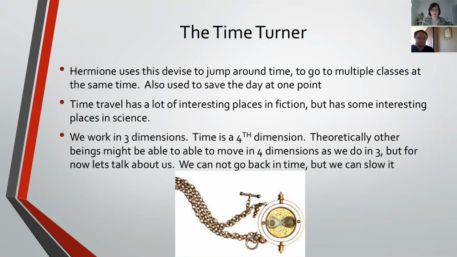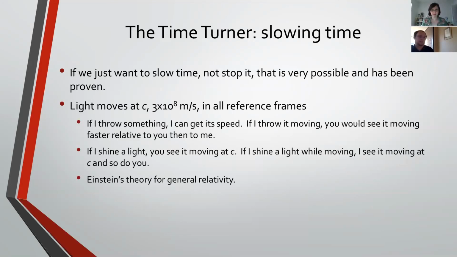Here's the thing. Light has a set speed. Light moves at the speed of light, aptly named, which is 3 times 10 to the 8th meters per second. One of the other things Einstein said, because this is still Einstein, is that light always moves at that speed in all reference frames.